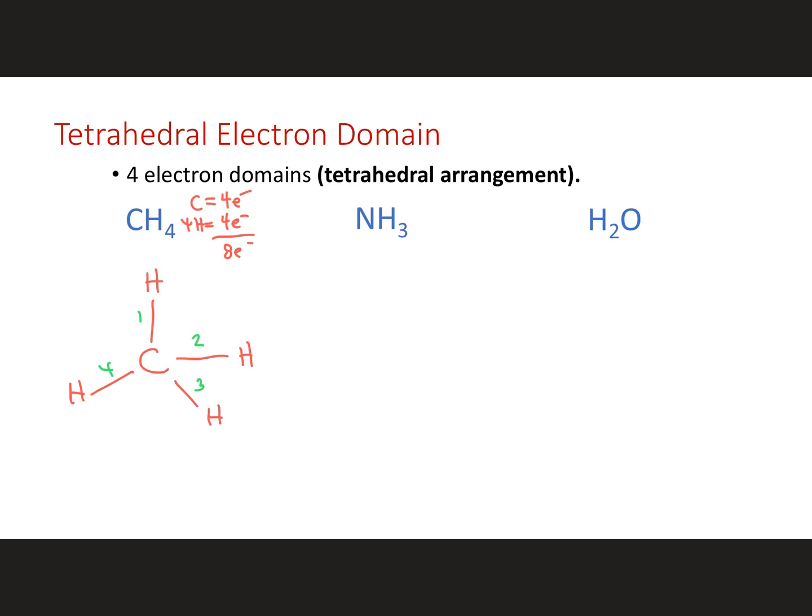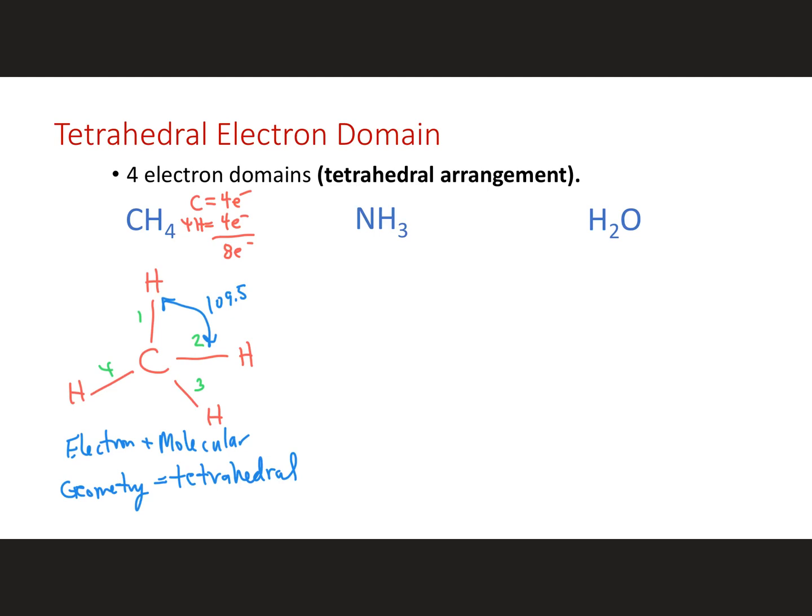So my molecular and my electron domain geometry are tetrahedral. All right, my bond angles are going to be approximately 109.5 degrees. I have 4 electron domains. All 4 of those electron domains are bonding domains. My electron domain and molecular geometry would be tetrahedral.